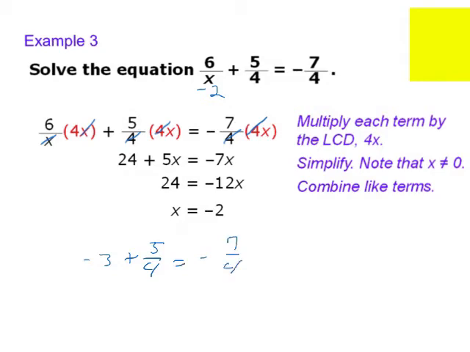So let's see, what's my common denominator? Well, I'm going to multiply here by 4 over 4, gives me negative 12 over 4 plus 5 over 4. And negative 12 plus 5 is negative 7/4, so guess what I just found? It works. So that means this solution is the solution for this rational equation.